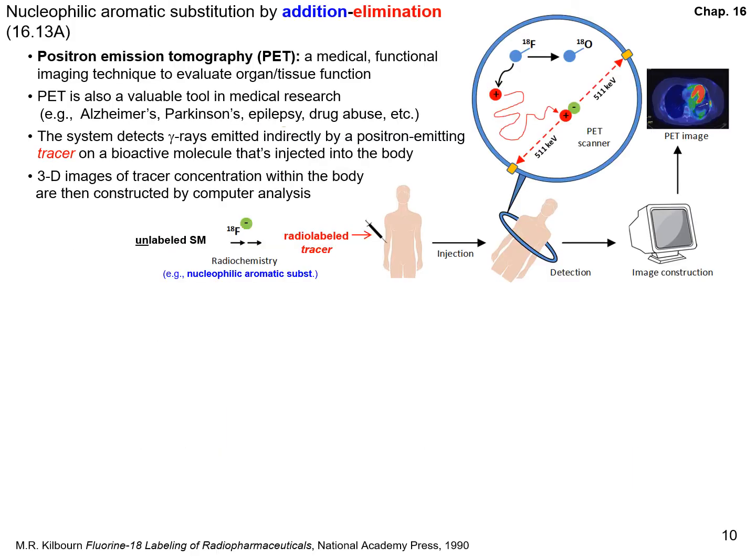Positron emission tomography is a functional imaging technique used to evaluate organ or tissue function. It's a valuable tool in medical research with applications ranging from research in Alzheimer's disease to drug abuse. The system detects gamma rays emitted indirectly by a positron emitting tracer on a bioactive molecule that's injected in the body. The tracer is frequently labeled with fluorine 18. 3D images of tracer concentration within the body are then constructed by computer analysis.